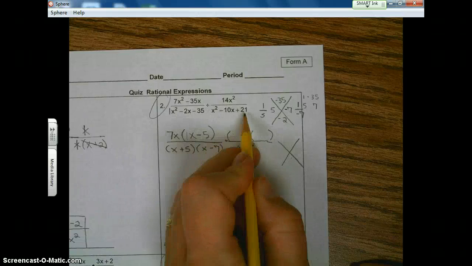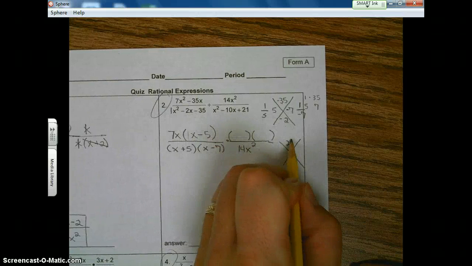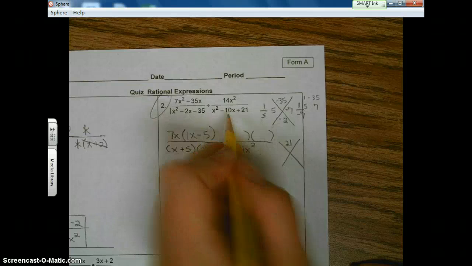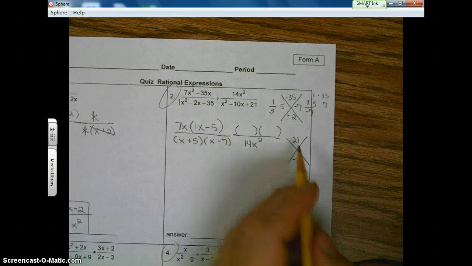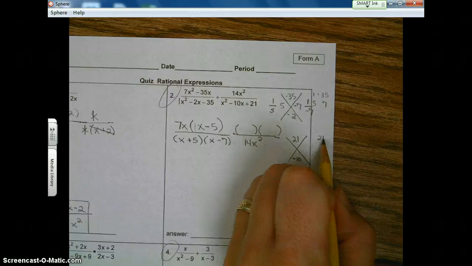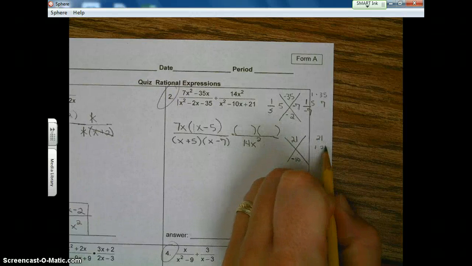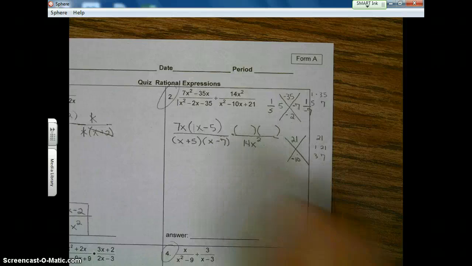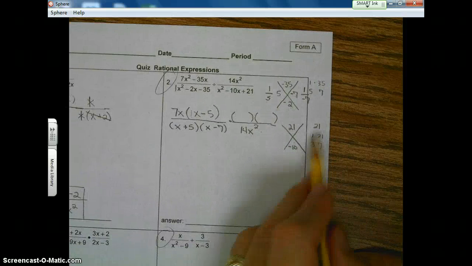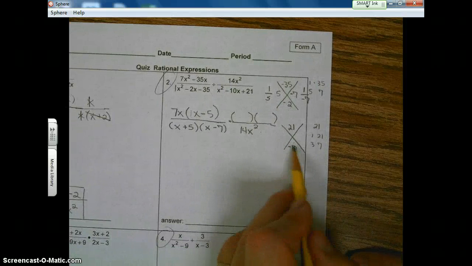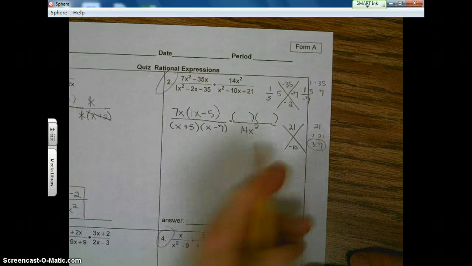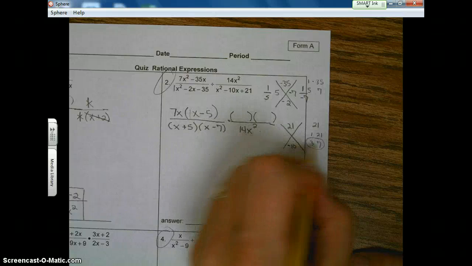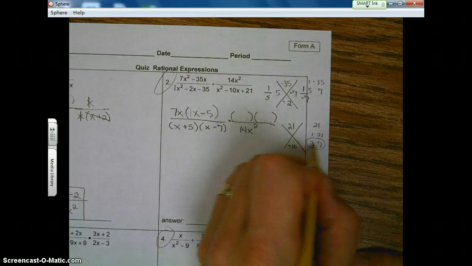A times c, 1 times 21, negative 10 on the bottom. So I'm looking for all the factors of 21. So 1 and 21, 3 and 7. So the only combination that could possibly give me a 10, even though it's negative, is 3 and 7. So if I add them, that gives you positive 10.